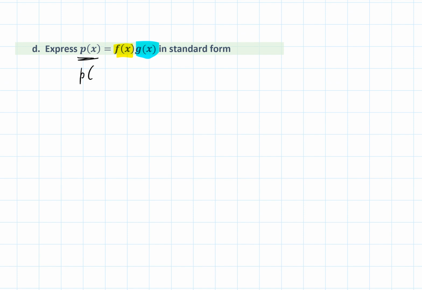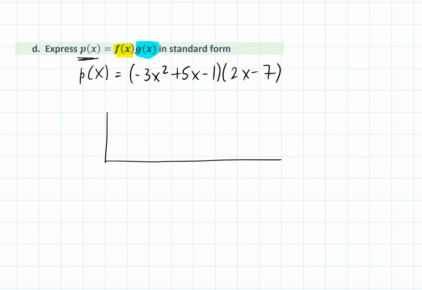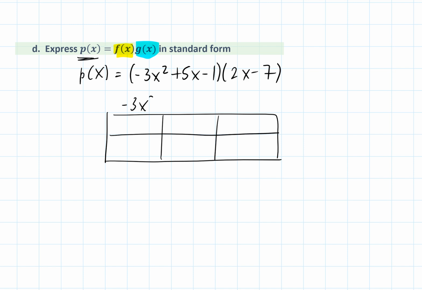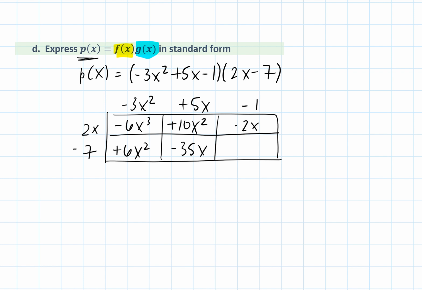So p of x equals negative 3x squared plus 5x minus 1 times 2x minus 7. To multiply these terms, I'm going to draw myself a really big box and apply the box method. One column per term. And we get negative 6x cubed plus 10x squared minus 2x plus 6x squared minus 35x minus 7. Now I'm on the hunt for like terms.